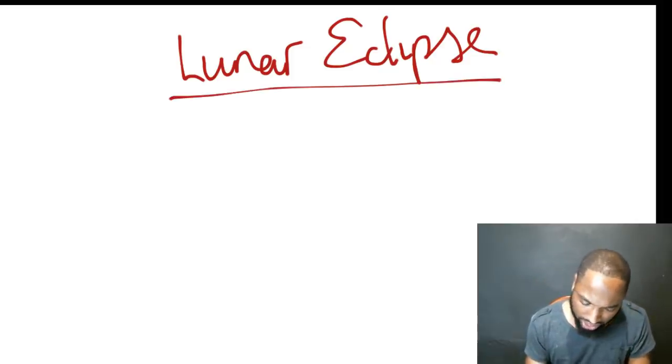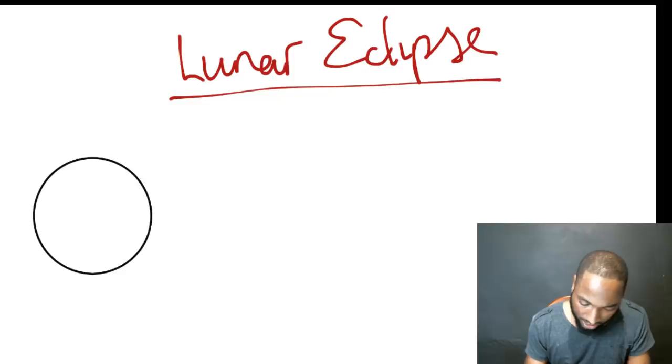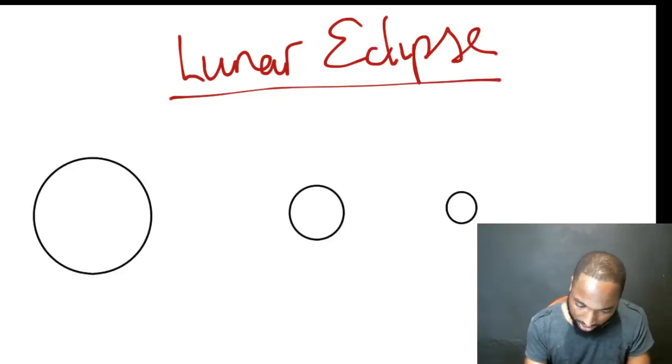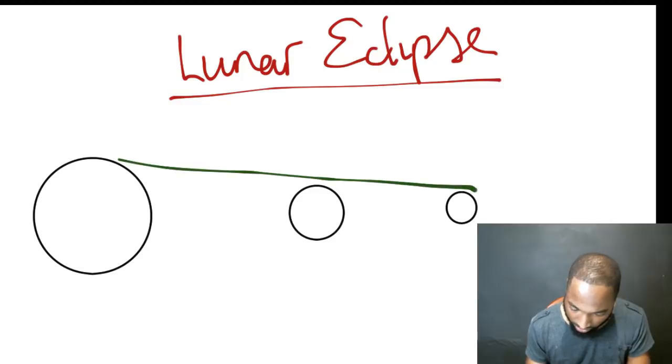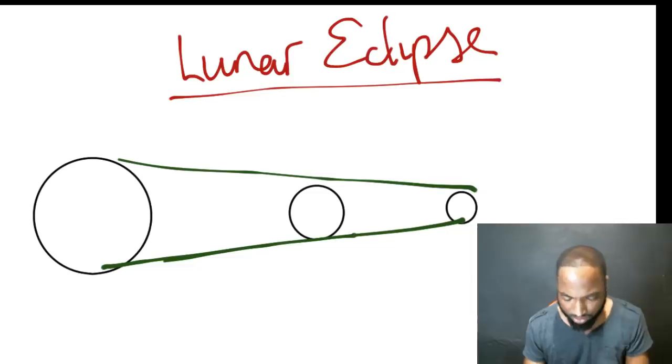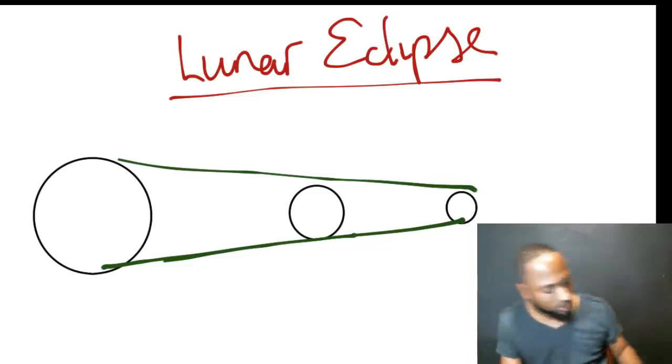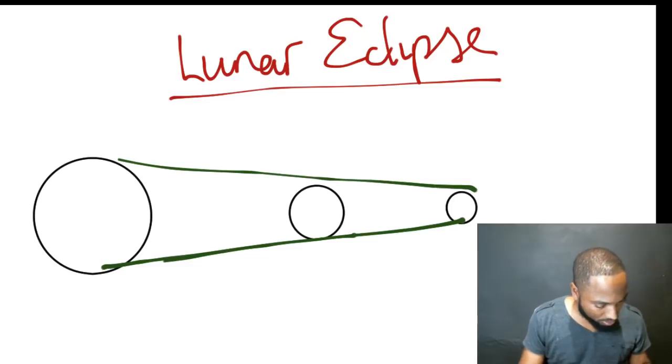So lunar eclipse. What are you doing in lunar eclipse? Right? In the lunar eclipse, you have the sun, but this time the earth is in the middle and the moon out here. So the sun is actually going to leave a shadow on the moon. Alright, so that's the lunar eclipse: when the sun casts a shadow on the moon.